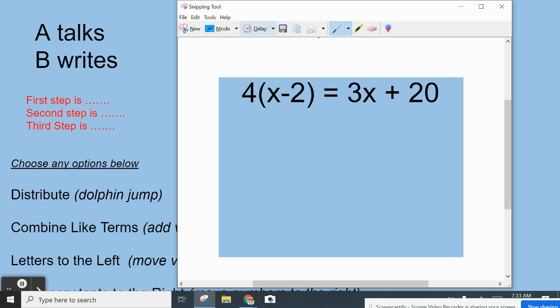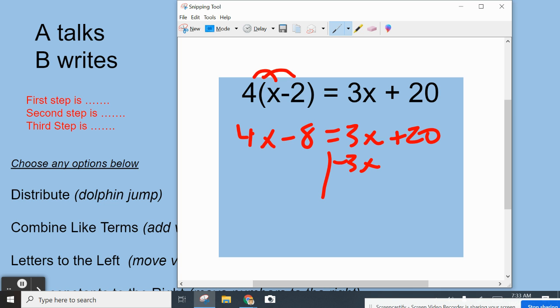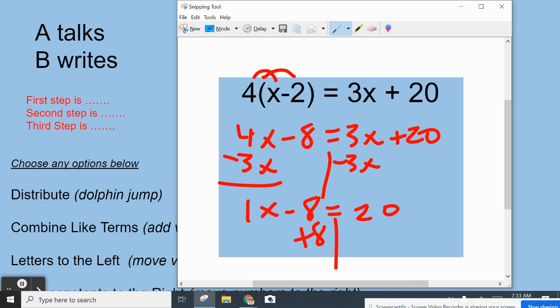If we do this one real quick. All right, we're going to get 4x minus 8 equals 3x plus 20. We have not done this one yet. My bad. Subtract 3x. All right, add 8. X equals 28. Okay. All right. Very cool. Very cool. Let's keep it going.